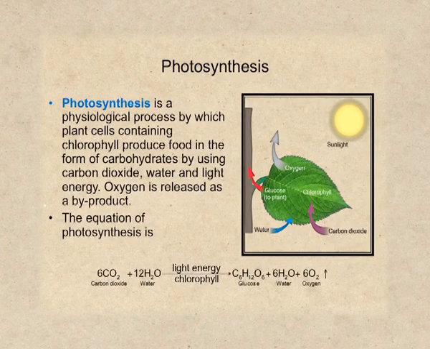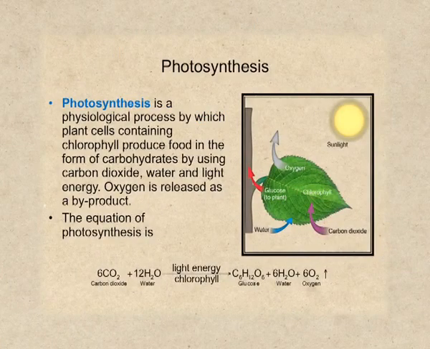Let's define photosynthesis. Photosynthesis is a physiological process by which plant cells containing chlorophyll produce food in the form of carbohydrates by using carbon dioxide, water and light energy. Oxygen is released as a byproduct.